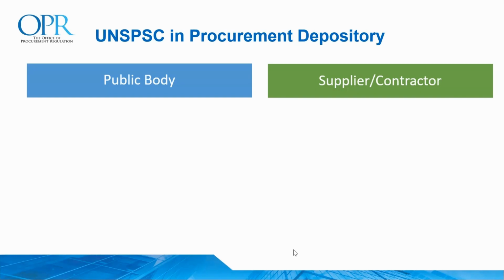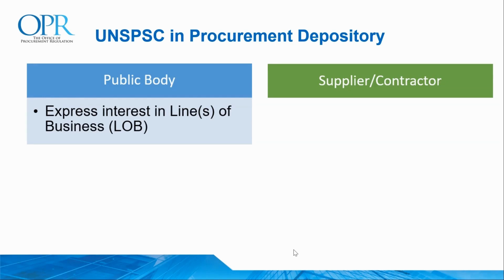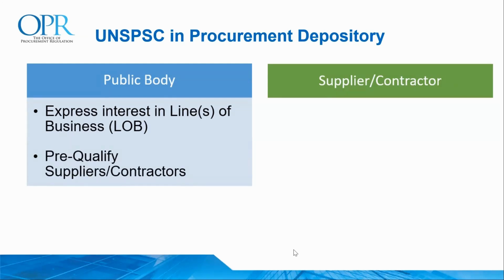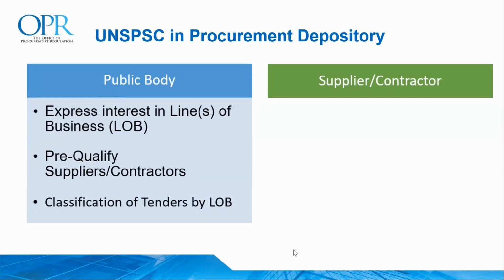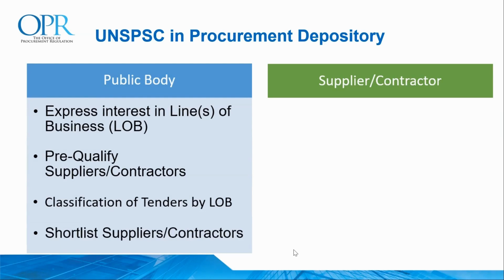So taking a look at the UNSPSC in the procurement depository, there is a relationship between public body use and supplier or contractor. For public bodies, they can express their interest in lines of business, and they will be able to pre-qualify suppliers and contractors for particular lines of business. When public bodies issue a tender, they'll be able to classify that tender by the line of business. And public bodies will then be able to search and shortlist suppliers and contractors who are pre-qualified in those lines of business.